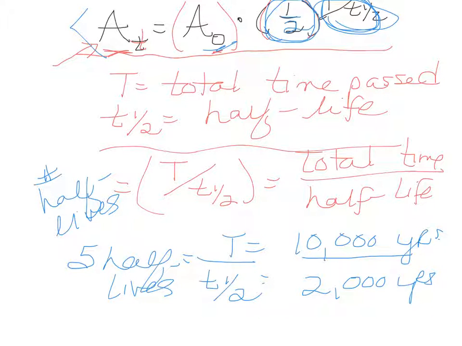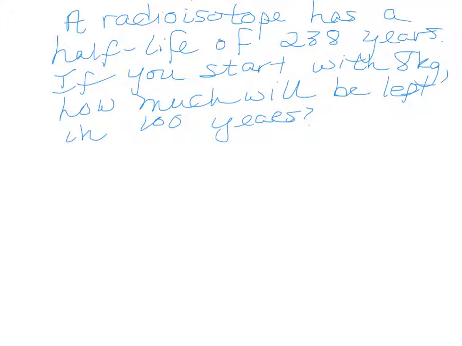So let me work a problem with this for you, and then that's an equation you need to write down. There'll be practice worksheets with it too. So here's a typical problem. You have a radioisotope. I'm giving you the half-life. It's 238 years. If you start with 8 kilograms, how much of that will be left after 100 years? Anytime you have a nuclear chemistry timing problem, it's real handy to use the form that I just showed you.